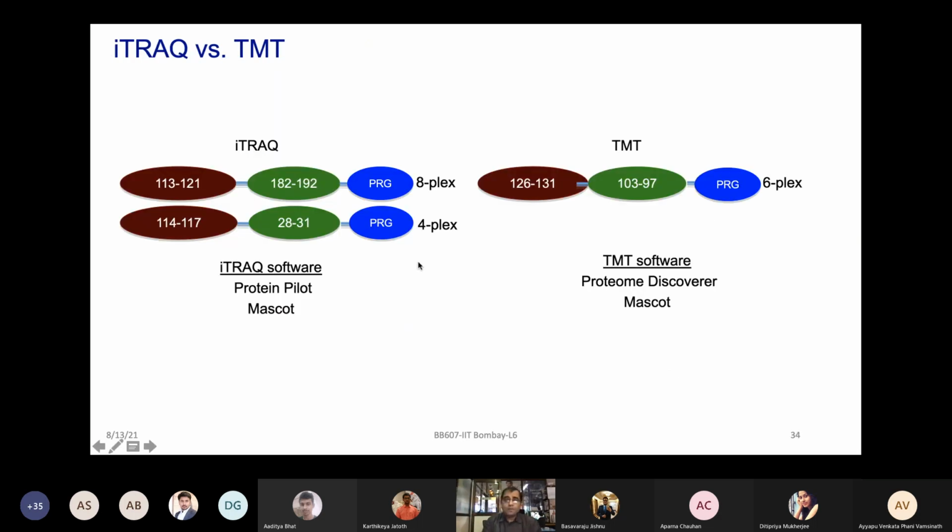Concepts are very similar, whether we talked about iTRAQ or TMT. They both have the protein reactive groups, they have the balancer regions, they have the reporter ion groups. Same goes for TMT as well. Softwares are commercial, and there are different types of softwares being used. In this case, Protein Pilot is being used, and in TMT, Proteome Discoverer is being used.